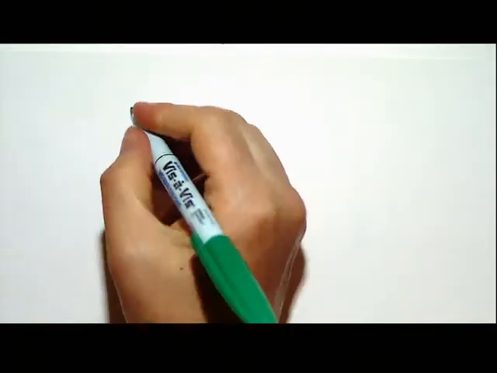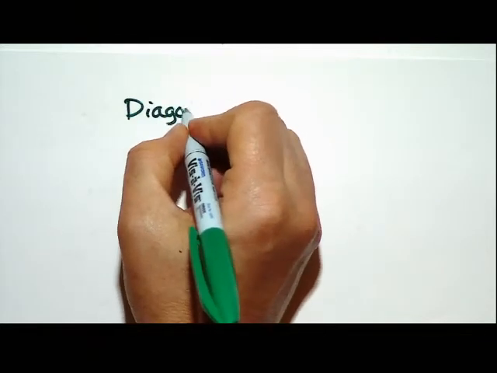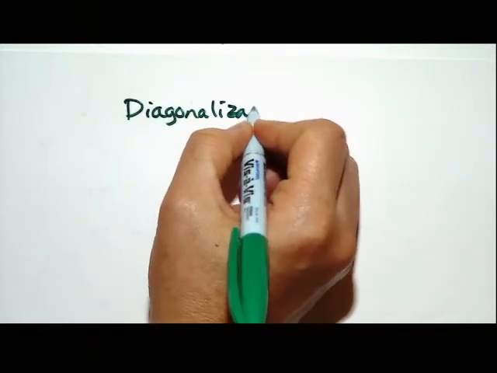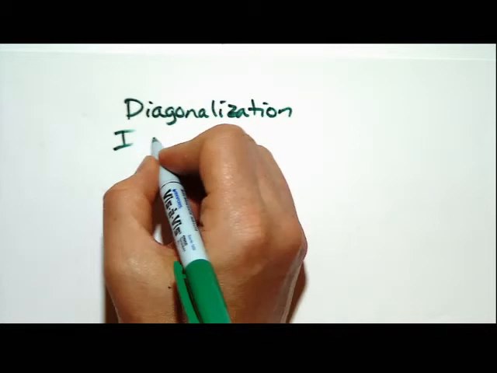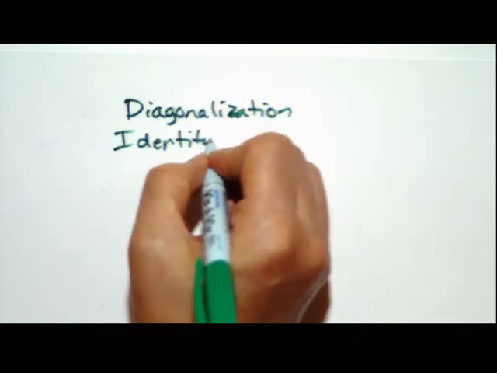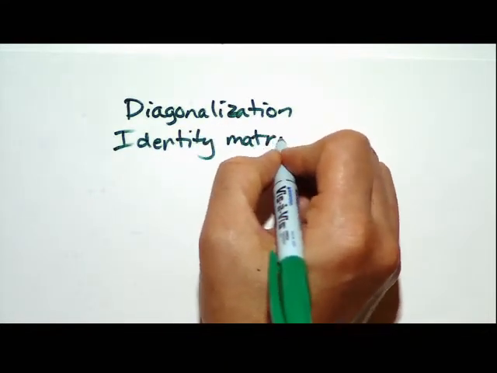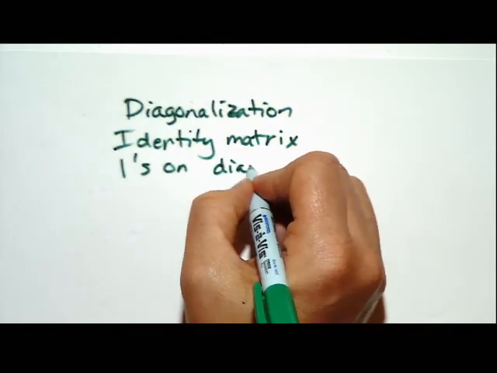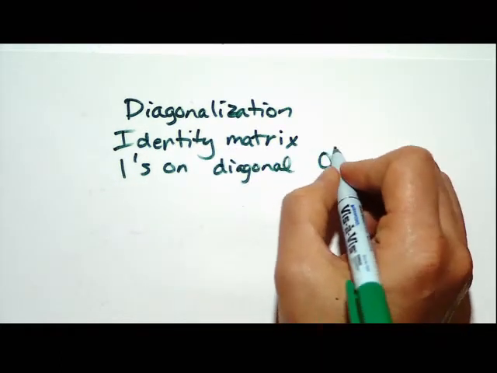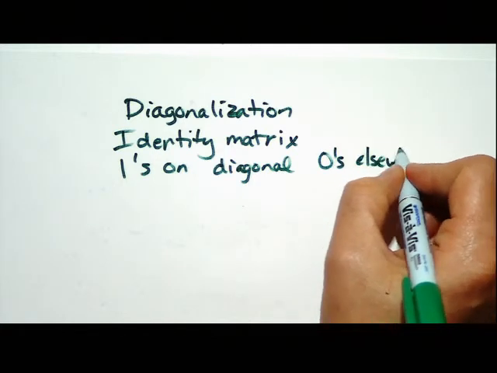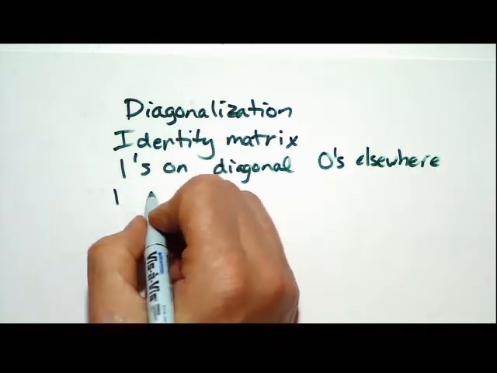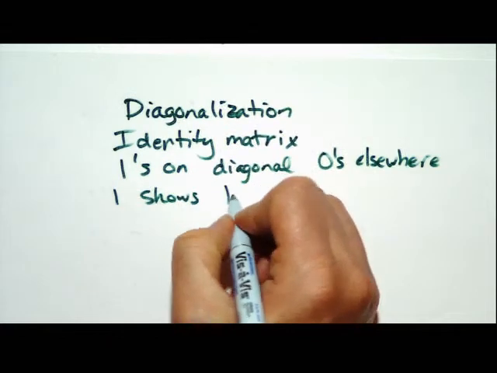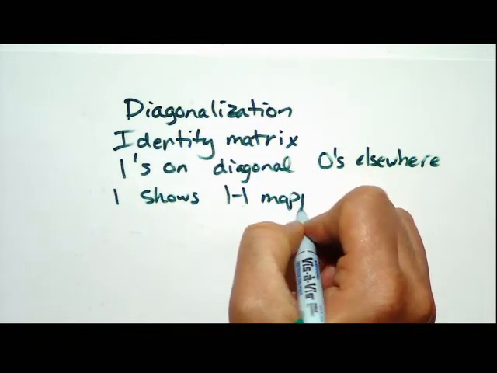So if I want to show two things of the same size, diagonalization means to make an identity matrix that has ones on the diagonal and zeros elsewhere, and the one shows one-to-one mapping between elements of the sets.